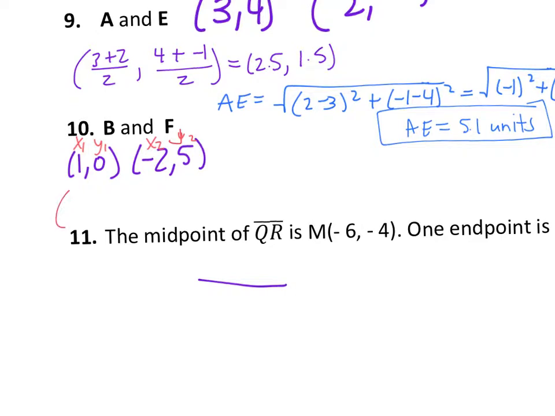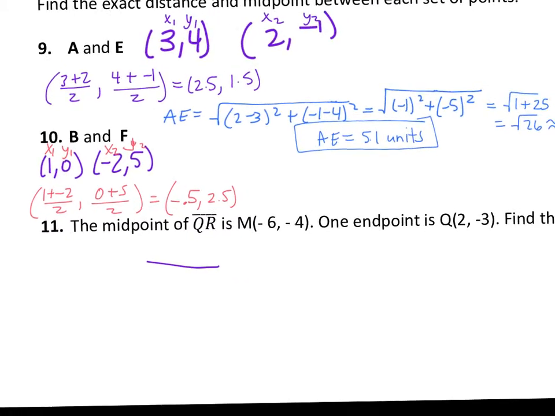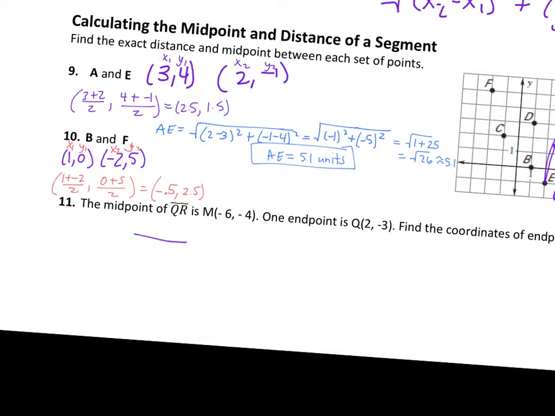Start with our midpoint. So add your x's, divide by 2. Add your y's, divide by 2. 1 plus -2 is -1. Divided by 2 is either -1/2 or -0.5. 0 plus 5 is 5. Divided by 2 is 2.5. So there's your midpoint. And once again, we can check that really quick and just see if that makes sense. So we have -0.5, 2.5 is about right here, and that does look like it's about halfway between F and B.